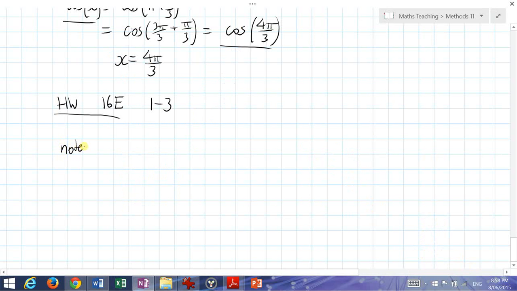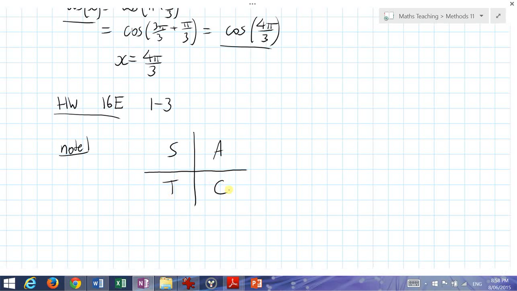Note, there's one last thing that can be helpful for you to solve these problems. This picture here: All stations to Craigieburn, Croydon, Caulfield, all stations to C, tells you where things are positive and negative. In the first quadrant, all are positive. In the second quadrant, sine is positive. In the third quadrant, tan is positive. In the fourth quadrant, cos is positive.